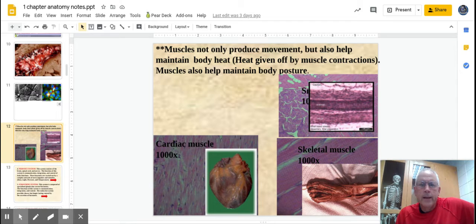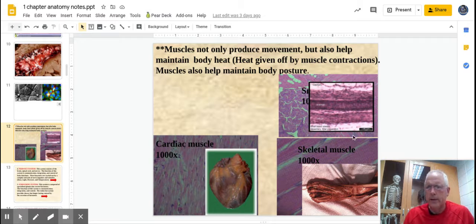So I didn't get to this slide, but this is wrapping up muscles. We're going over those 10 body systems. Muscles not only produce movement, as all of us know, but they also give off body heat, and we trap that heat. That's how we maintain our body temp.